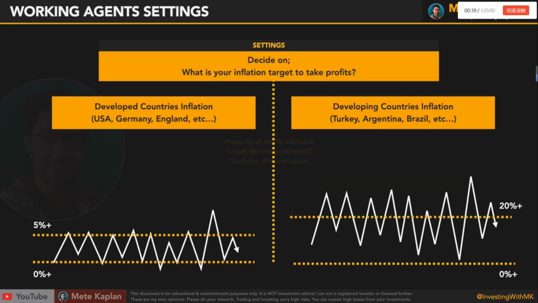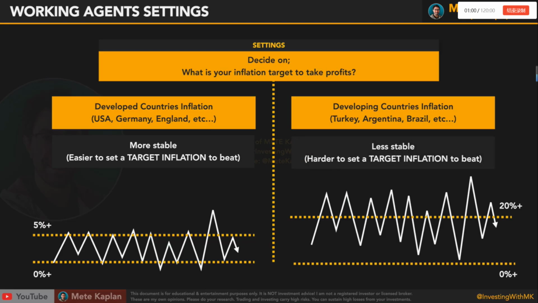So, we need to set the inflation targets to beat them. But it is not that easy. In developed countries like United States, Germany, England, we generally witness more stable inflation. Past and future inflations are generally similar. Setting targets is much easier. In developing countries like Turkey, Argentina, Brazil, finding a stable inflation could be really hard. So setting a target inflation to beat will be harder.